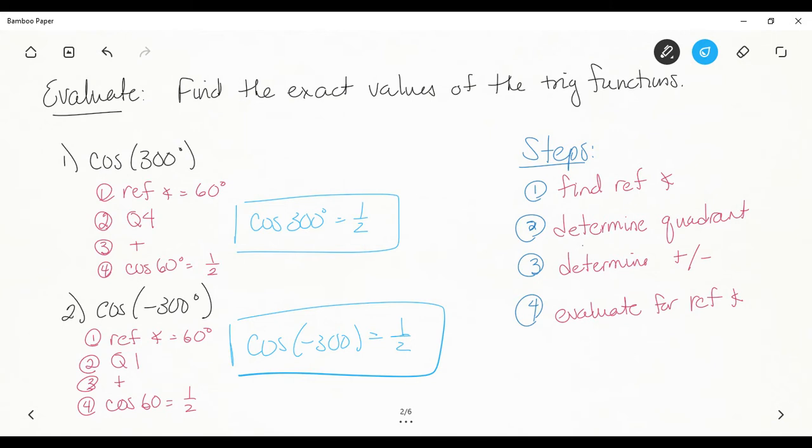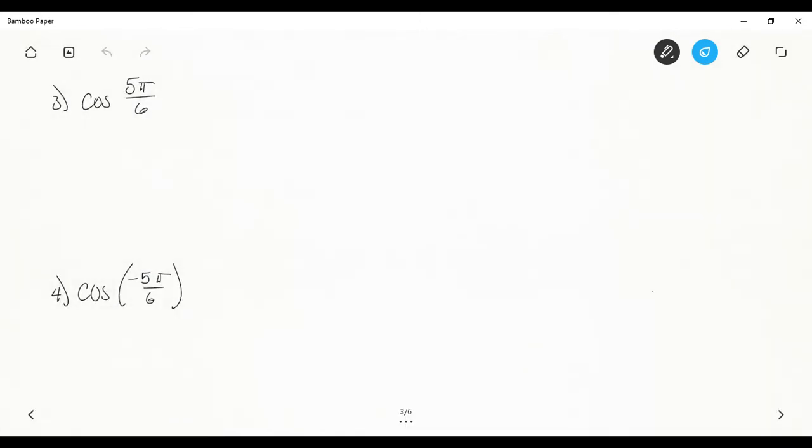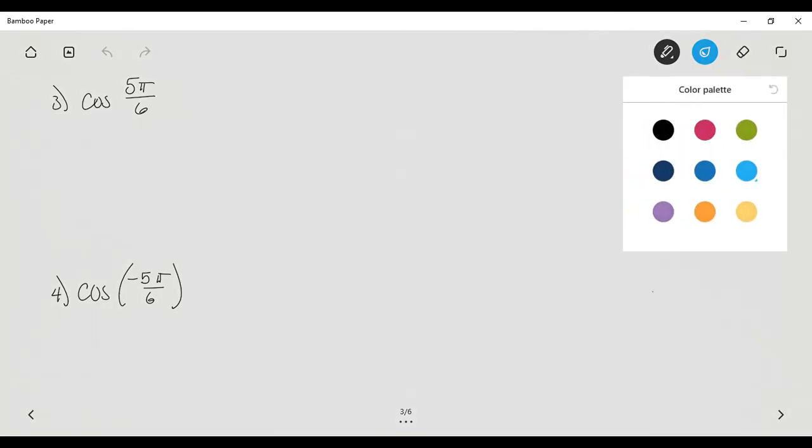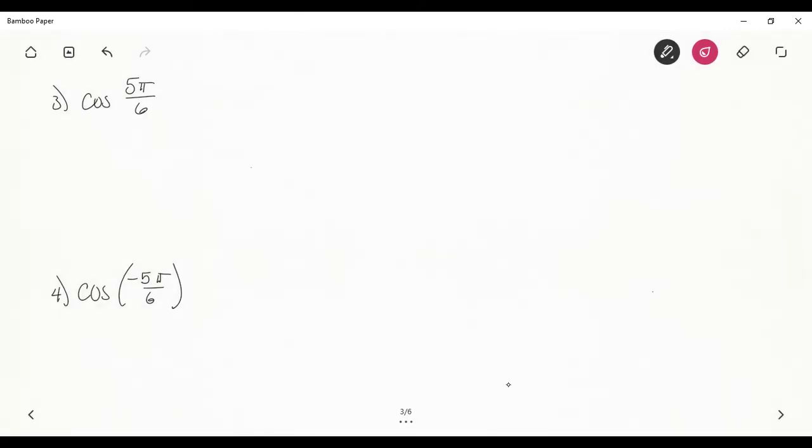Following these 4 steps, let's look at 2 radian angles. Cosine of 5 pi over 6. Again, first thing we're going to do, determine our reference angle. Our reference angle for 5 pi over 6 is pi over 6. The quadrant where 5 pi over 6's terminal side lies is quadrant 2. And we know in quadrant 2 cosine is negative, so when we evaluate the cosine of pi over 6, we are looking at root 3 over 2.